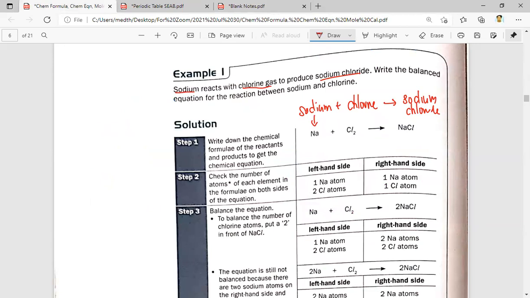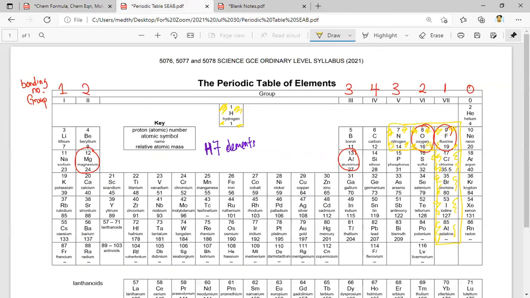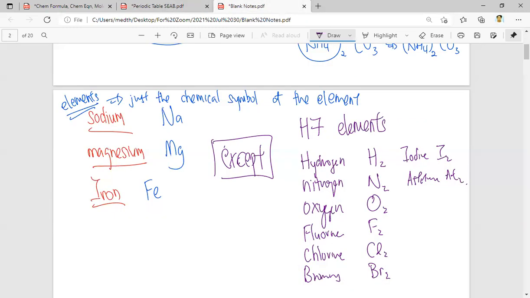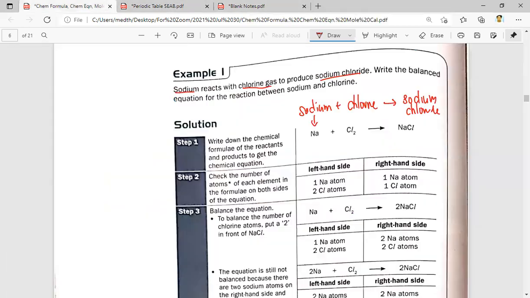Chlorine is also an element on its own. But chlorine is one of the H7 elements. If it is an H7 element, can I just write the chemical symbol itself? No. I cannot just write Cl only. Because it is an H7 element, I must write Cl2. Therefore, chlorine becomes Cl2. Next one, sodium chloride. This one is a compound, right?